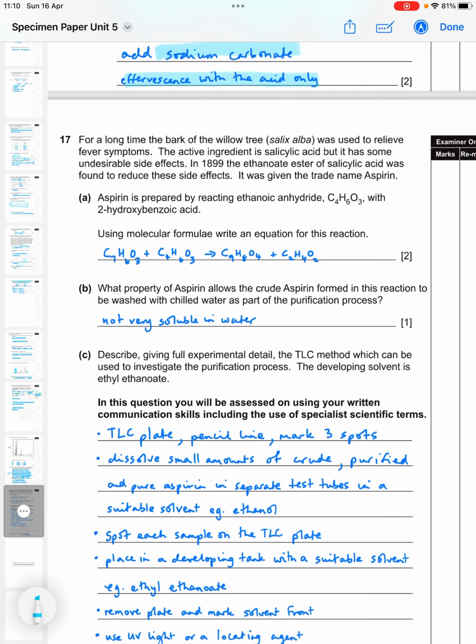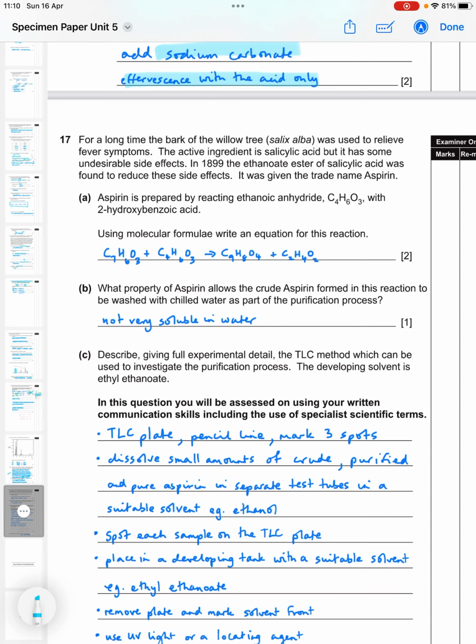Question 17. For a long time the bark of the willow tree, Salix alba, was used to relieve fever symptoms. The active ingredient is salicylic acid, but it has some undesirable side effects. In 1899, the ethanoate ester of salicylic acid was found to reduce these side effects. It was given the trade name Aspirin.